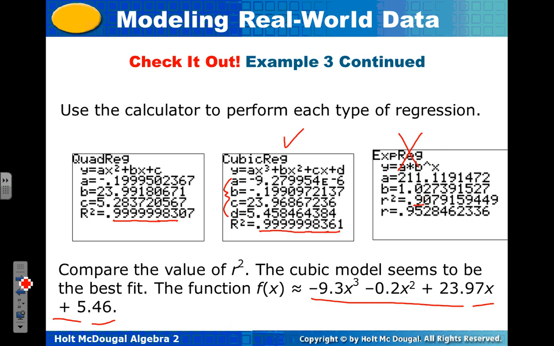Okay. So some of them you have to figure out what type of regression to use, and you do that by doing the regression for all of them and looking at the r squared value. Whichever one's closest to 1, that's the one you use.